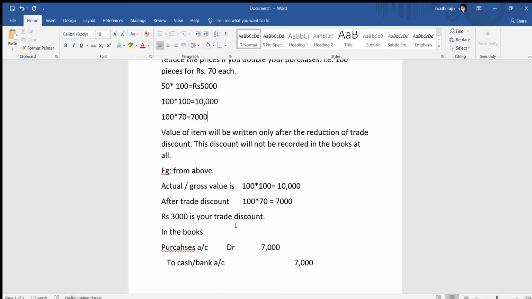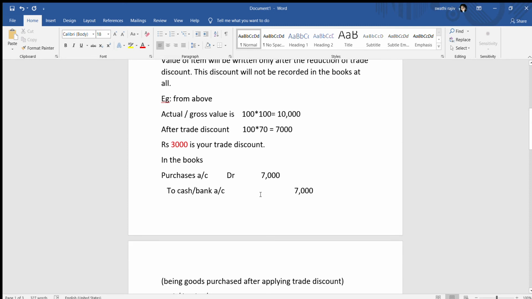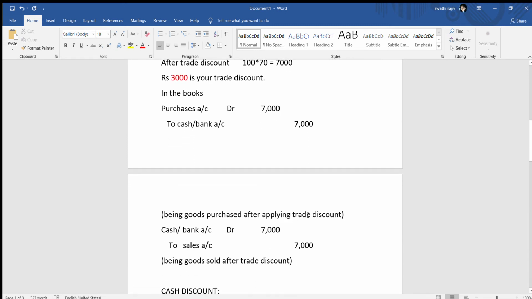Hence, as a retailer, if you are purchasing the item, what is the value you will record it at? You will not record this 3,000 anywhere. It will be purchases account debit to cash or bank, however you are paying. If you are purchasing the item, you will always record it at 7,000, the value after trade discount. Always remember this. This 3,000 you are not going to show anywhere. This 3,000 is as good as gone. You will record it only at the rate after trade discount, being goods purchased after applying trade discount.